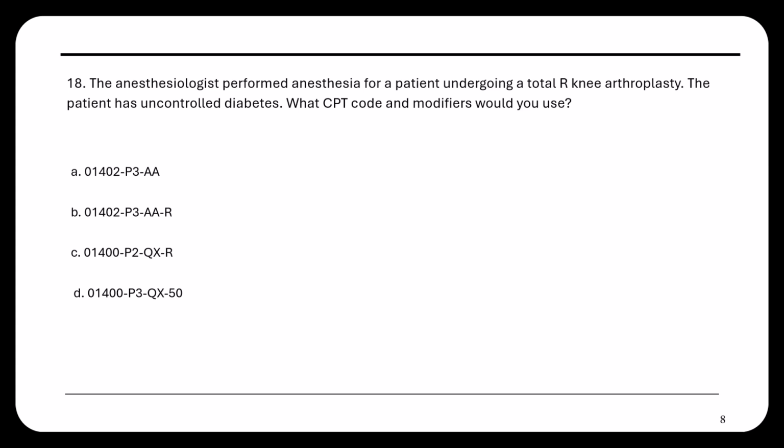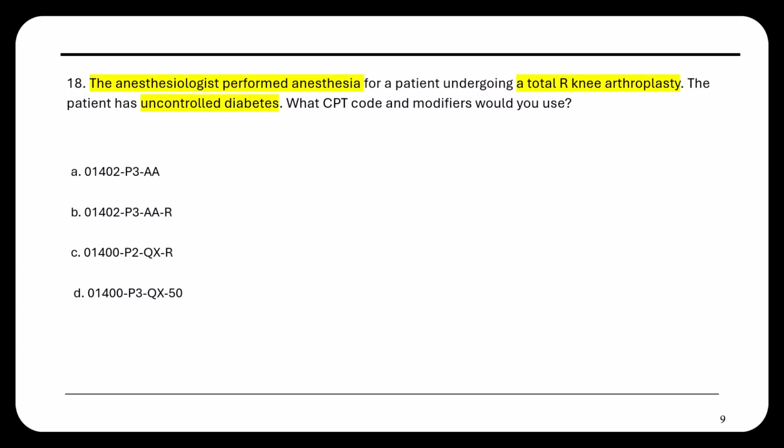So P3 is still the answer we need. So we've got to figure out what this R is. Well, the R is telling us it's the right knee. And I kind of need that because if you think about it, it just says arthroplasty, but it says, okay, well, which knee was it? So the answer here is B, and I forgot to do the keywords.